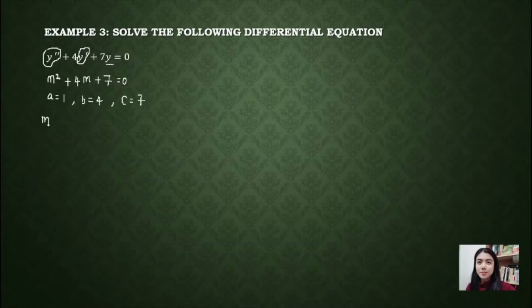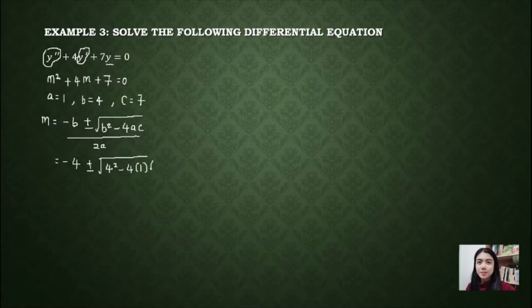So according to the quadratic formula, m equals minus b plus minus the square root of b squared minus 4ac, divided by 2a. So you have minus b, your b is 4, plus minus b squared. So 4 squared minus 4, where a is 1 and c here is 7, divided by 2a. So now you have minus 4 plus minus the square root.